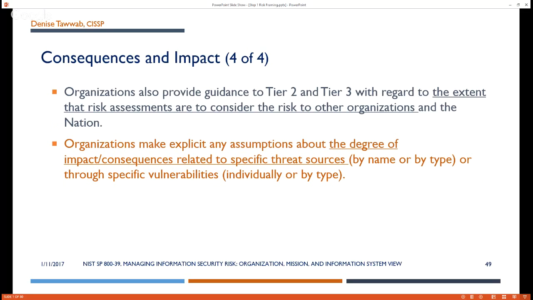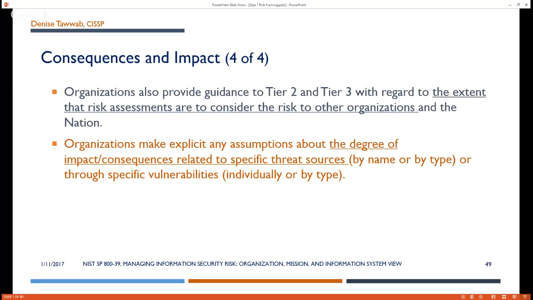You can also provide guidance to tier two and tier three with regard to the extent that risk assessments are to consider the risk to other organizations and the nation. Organizations make explicit any assumptions about the degree of consequences related to specific threat sources by name or by type, or through specific vulnerabilities individually or by type.